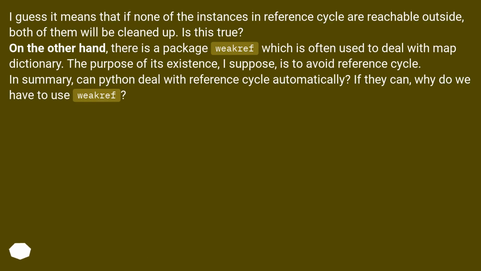I guess it means that if none of the instances in a reference cycle are reachable from outside, both of them will be cleaned up. Is this true? On the other hand, there is a package weakref which is often used to deal with map dictionaries. The purpose of its existence, I suppose, is to avoid reference cycles. In summary, can Python deal with reference cycles automatically? If it can, why do we have to use weakref?